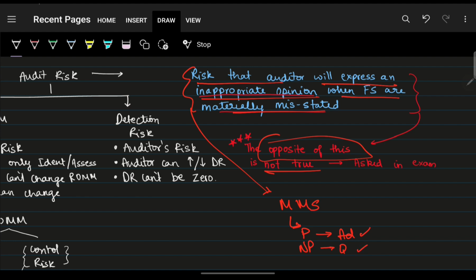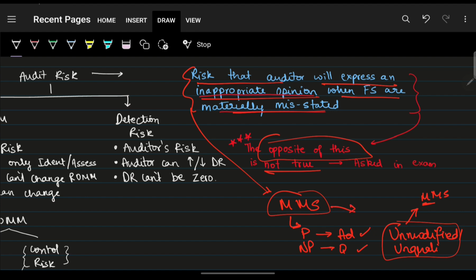What is not appropriate here? What is not appropriate is giving an unqualified opinion, right? Or an unmodified or unqualified opinion. Meaning, what do these two mean? They mean that there is no misstatement, or the auditor is reasonably sure that there is no misstatement. There is no material misstatement. Okay, so that is obviously wrong, right? So here there is material misstatement, and he is giving an inappropriate opinion, meaning he is giving an unmodified or unqualified opinion.